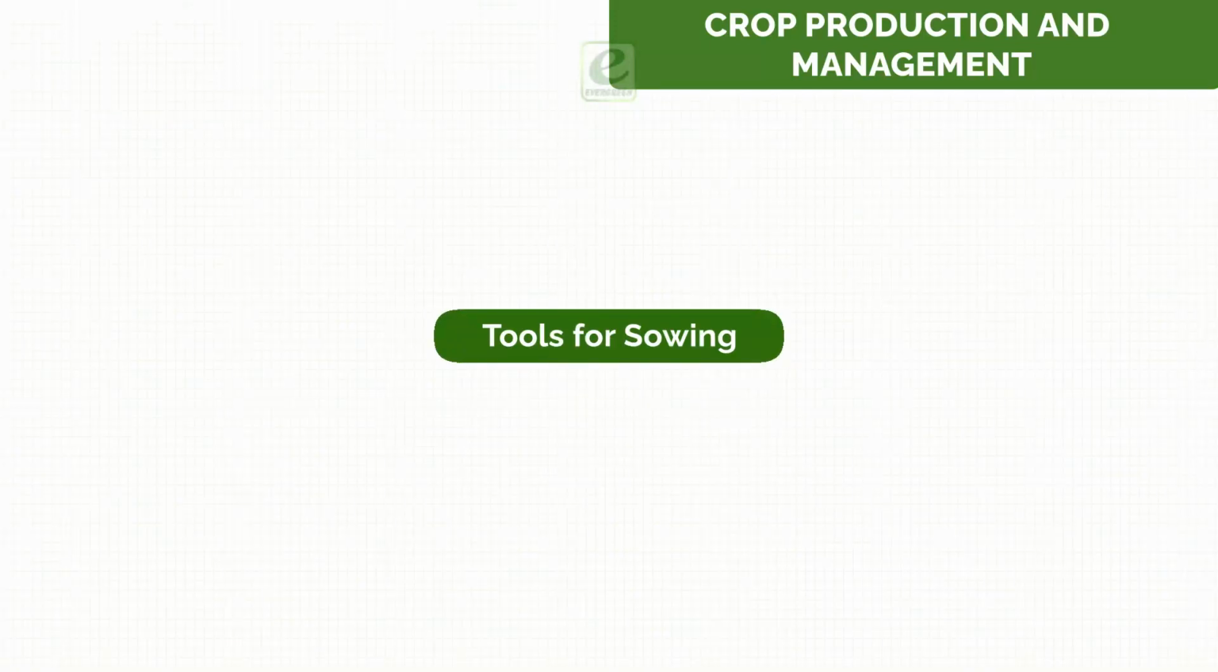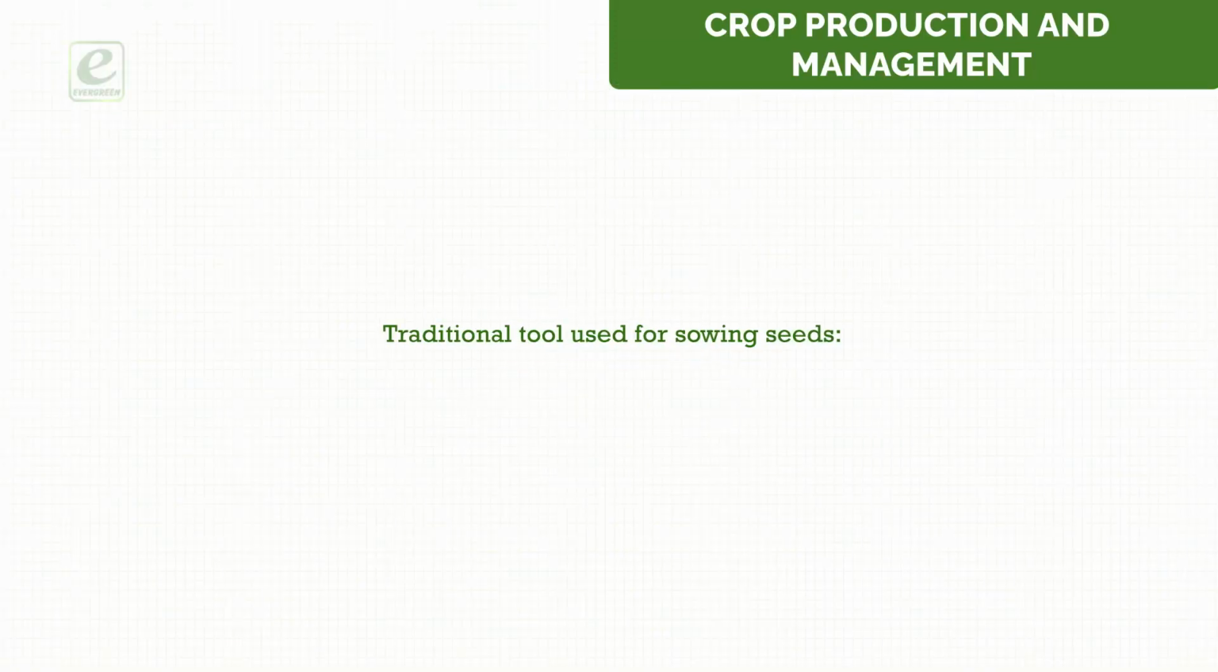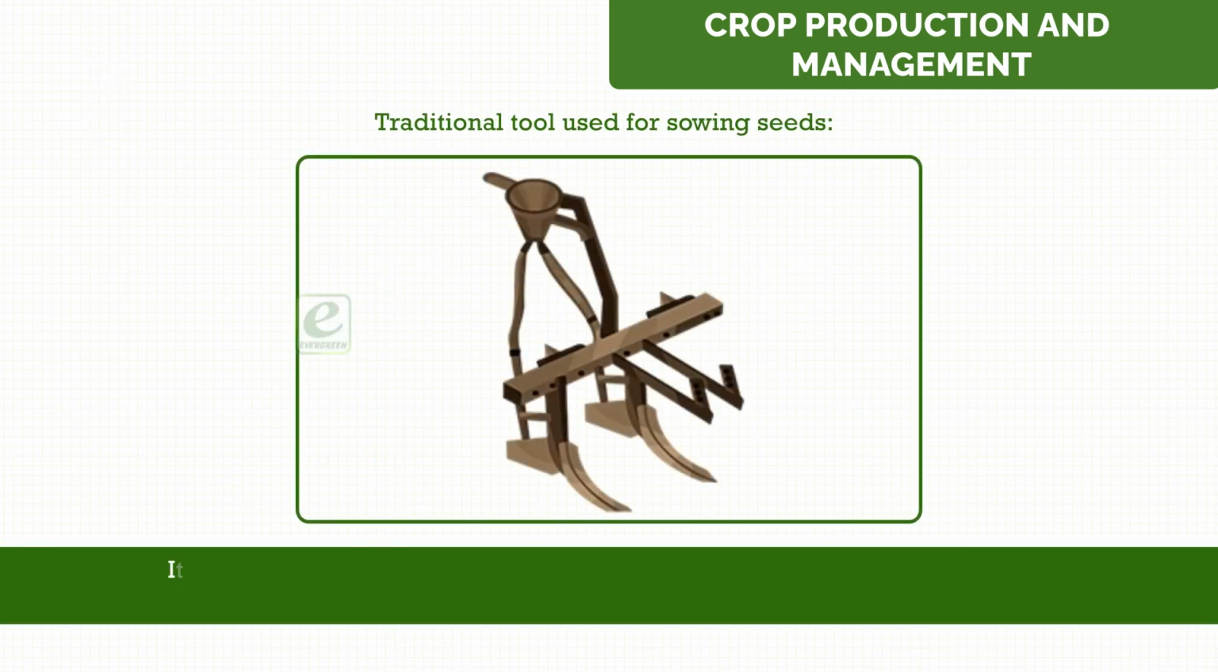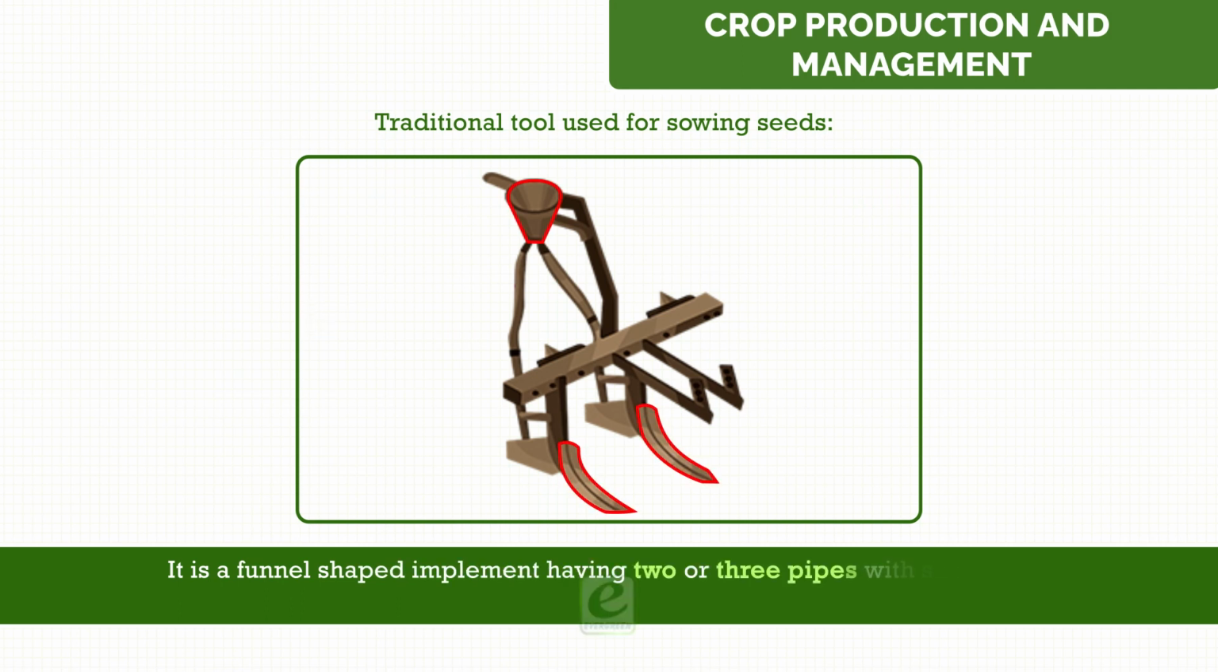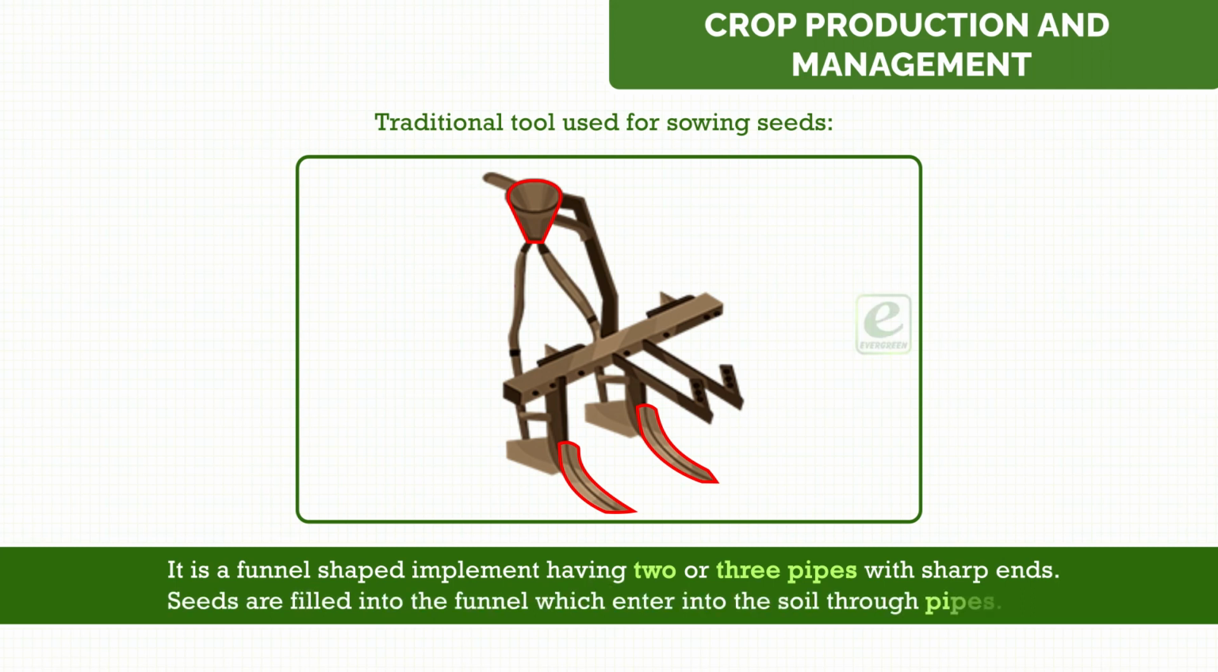Tools for sowing. Traditional tool used for sowing seeds. It is a funnel-shaped implement having two or three pipes with sharp ends. Seeds are filled into the funnel, which enter into the soil through pipes.